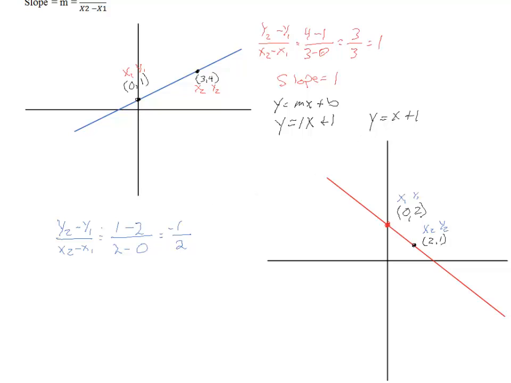And in this equation, our slope intercept form would be, we found negative 1/2 as our slope, so y equals negative 1/2 x, and our b in this one was (0, 2). So our b would be just the 2, the y-coordinate of the y-intercept. So y equals negative 1/2 x plus 2.